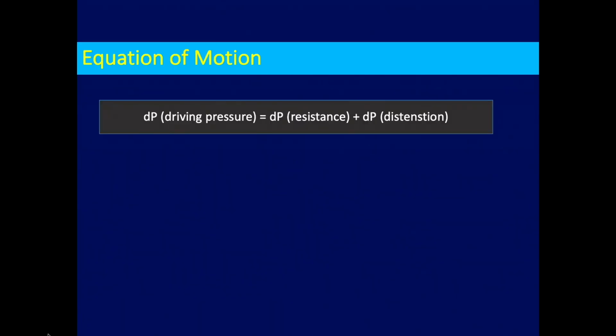So ultimately, we talk about the equation of motion. Now, even this is more important in your ICU, but as an anesthesiologist, even before I talk about spirometry, it's very important that we talk about driving pressure.